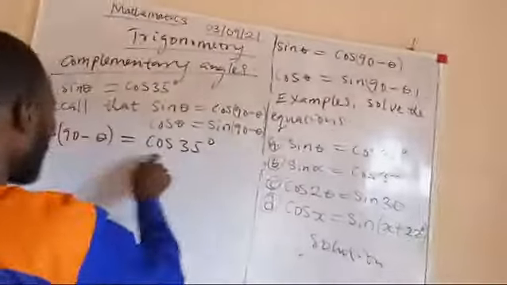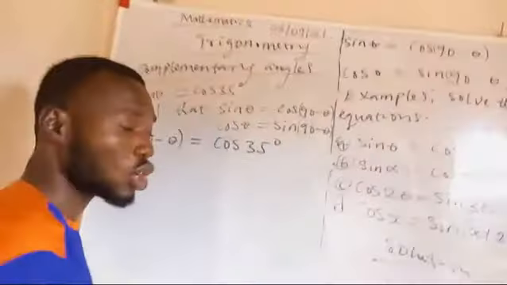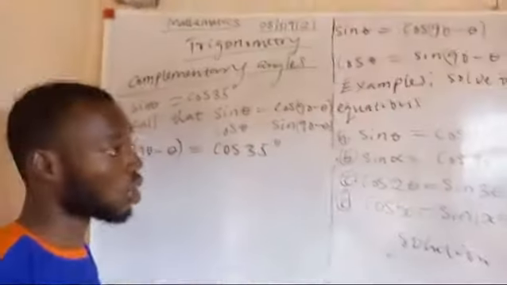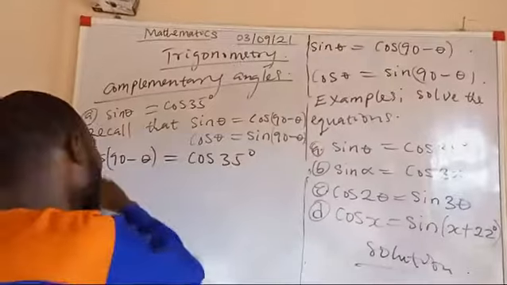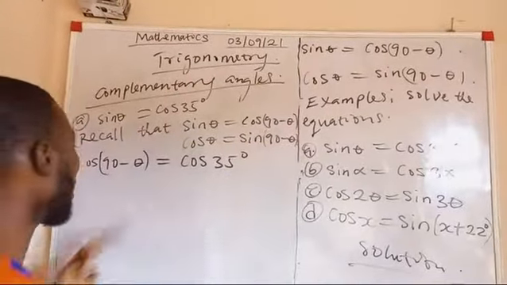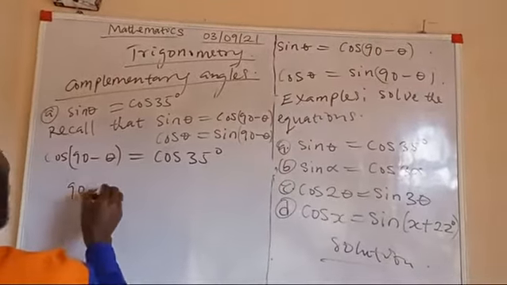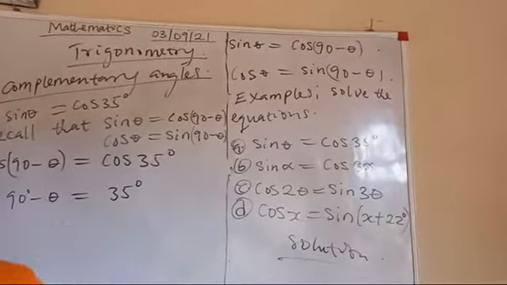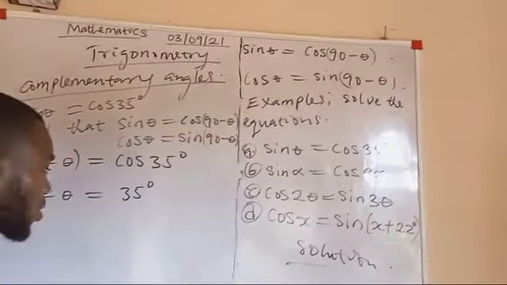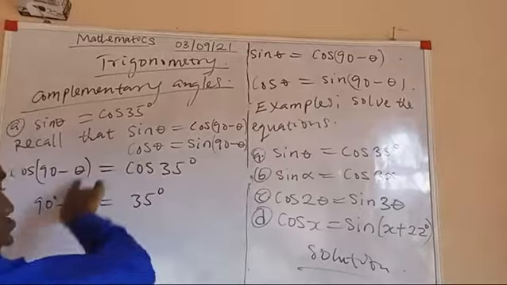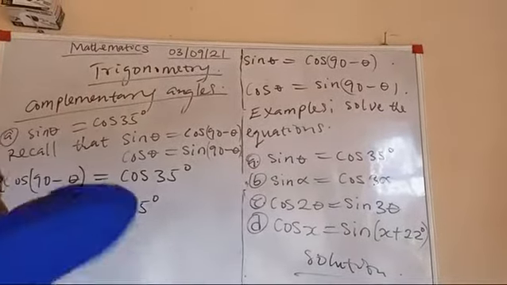So at this point we have cos can cancel cos. I don't advise my students to cancel because it makes your work rough. So we cancel this. We are now going to bring 90 minus theta and 35. This will give us 90 minus theta is equal to 35 degrees. So at this point we collect like terms. This is a constant term, this is a constant term, this is an unknown term. It has to cross over.